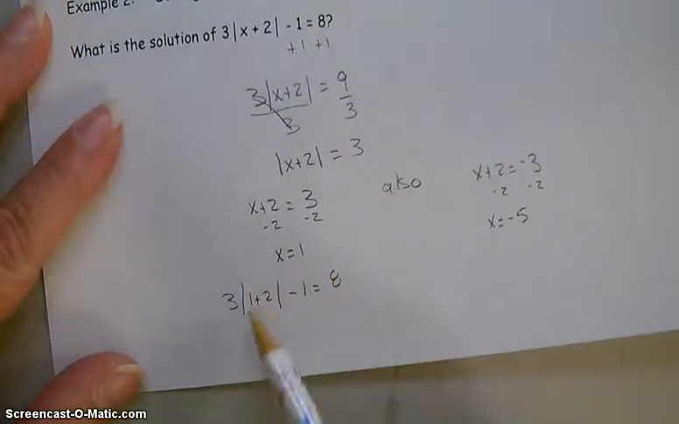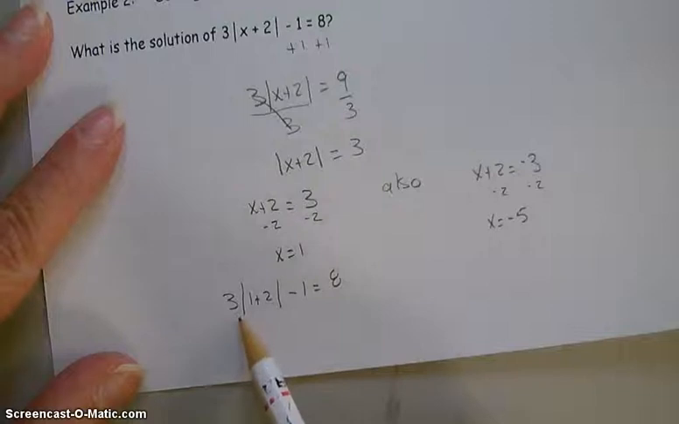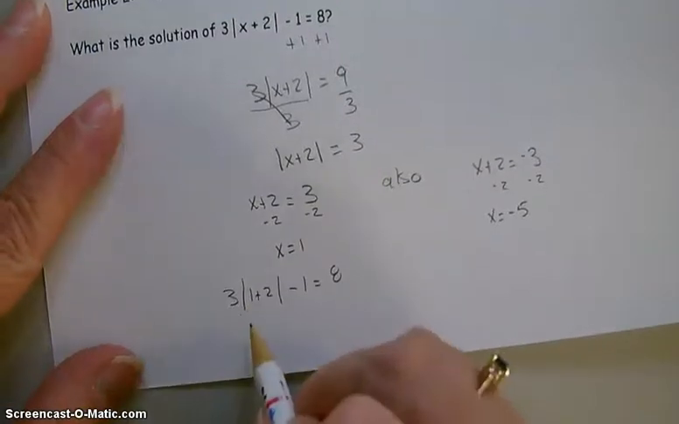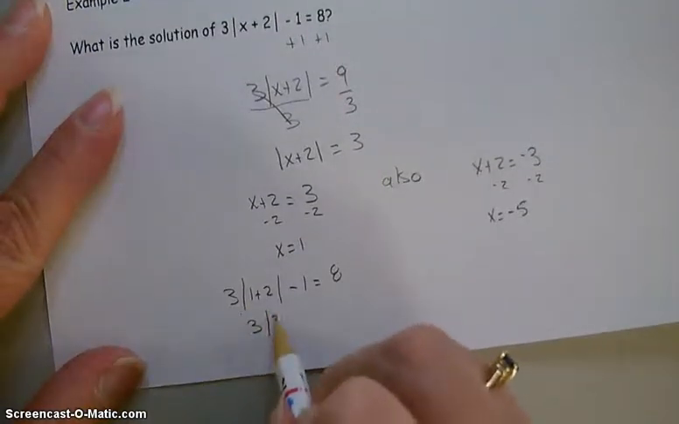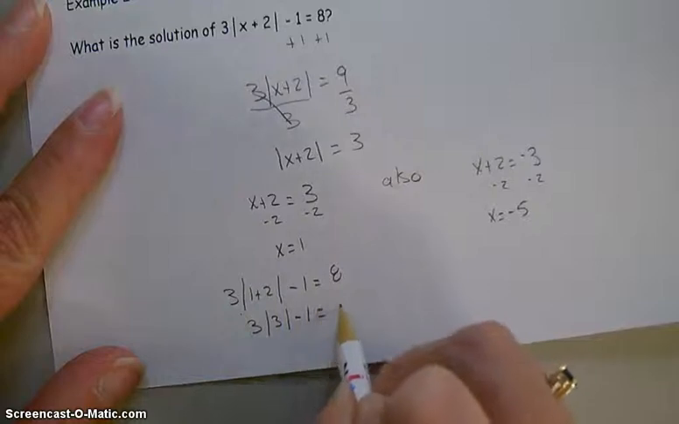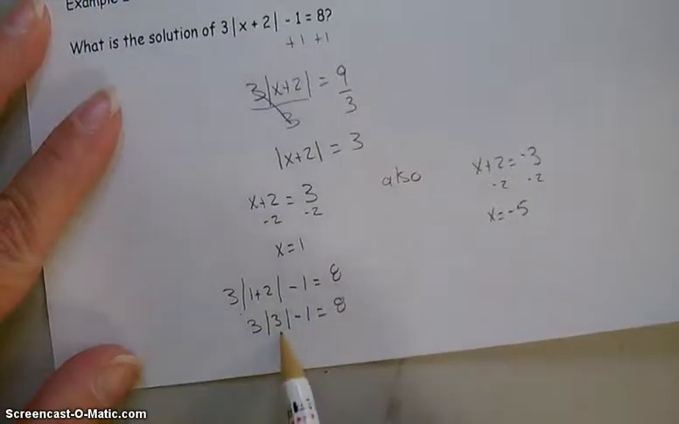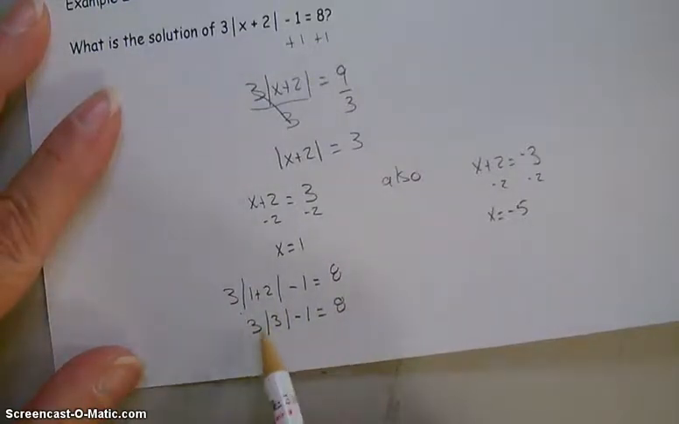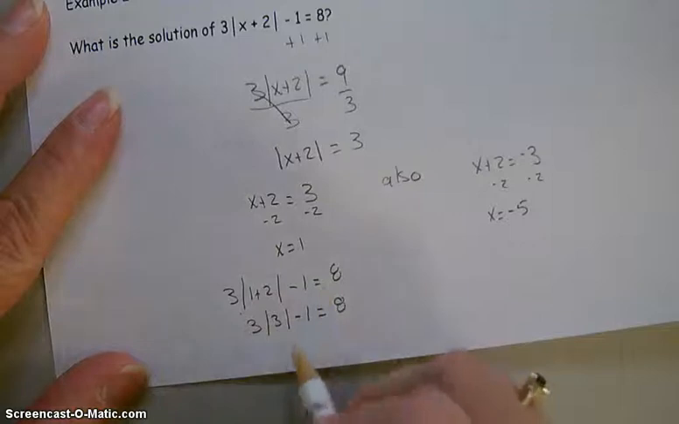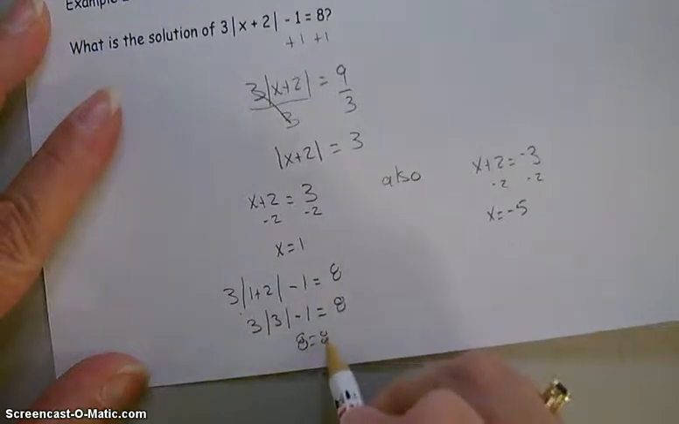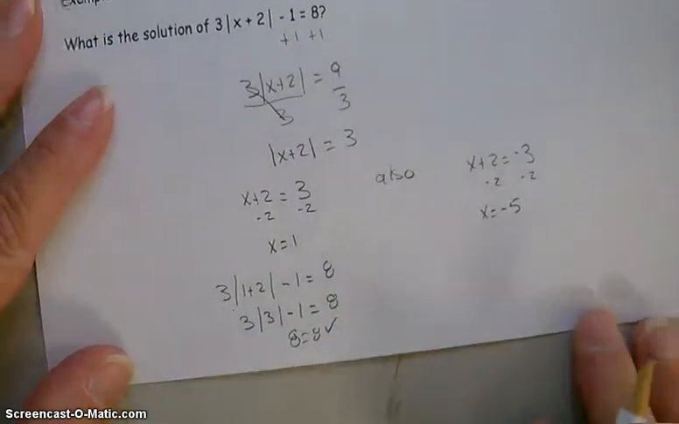So we follow order of operations. The absolute bars are like parentheses, so we do inside that. So this would be 3 times the absolute value of 3 minus 1 equals 8. The absolute value of 3 is 3, so 3 times 3 is 9 minus 1, and I get 8 equals 8. So that checks out, so that's a good solution.